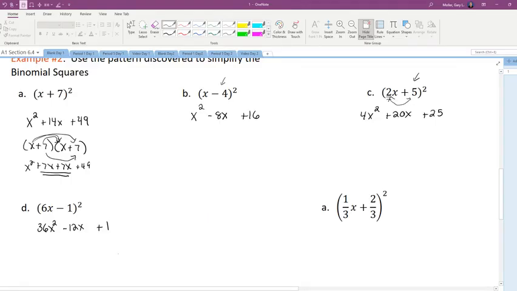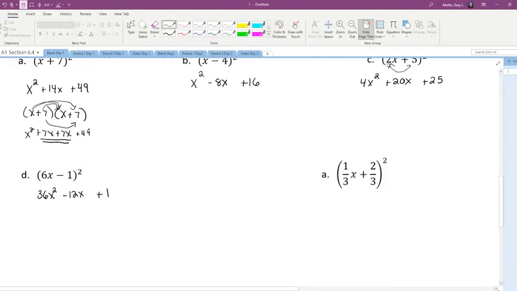All right. I know we don't like fractions, but that doesn't mean we should avoid them. We should always face the thing that scares us, frankly. 1/3 x plus 2/3. We're going to square the first term. 1/3 times 1/3 is not hard. It is simply 1/9 x squared. The last term is 2/3 times 2/3, which is 2 times 2 over 3 times 3.